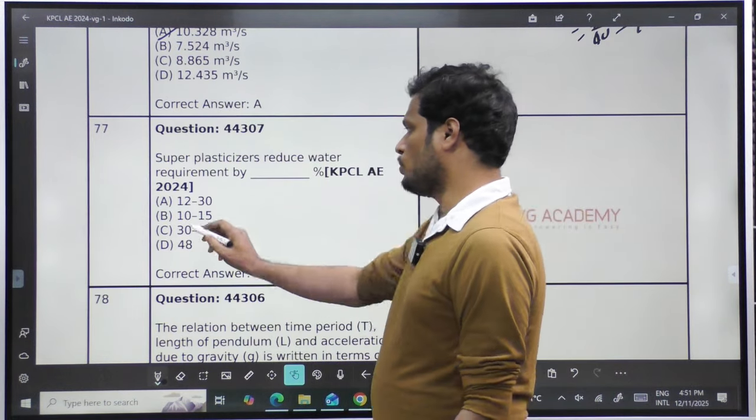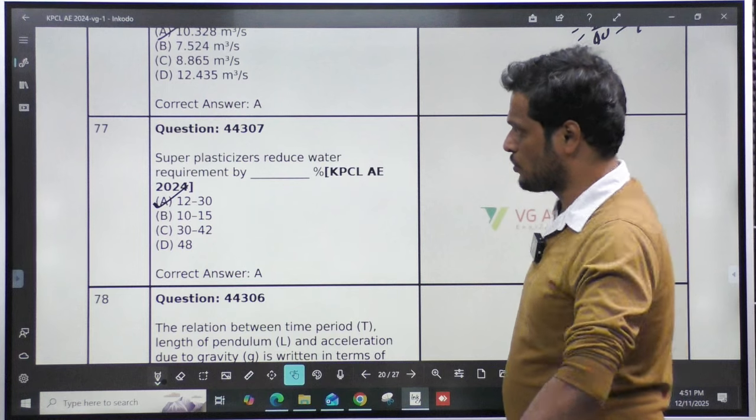Superplasticizer reduces the water up to minimum 12%, so 12 to 30.